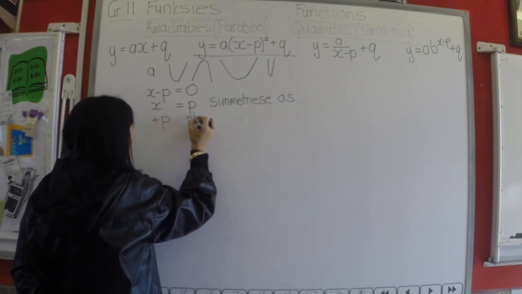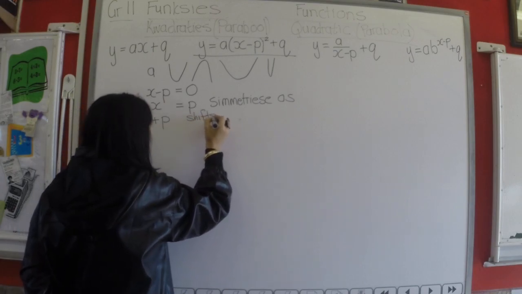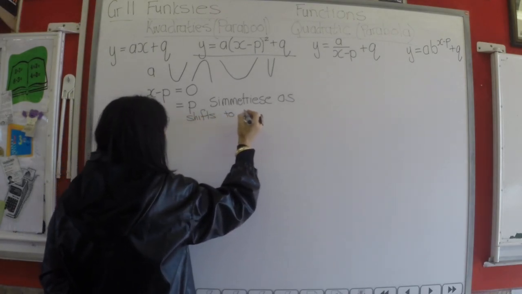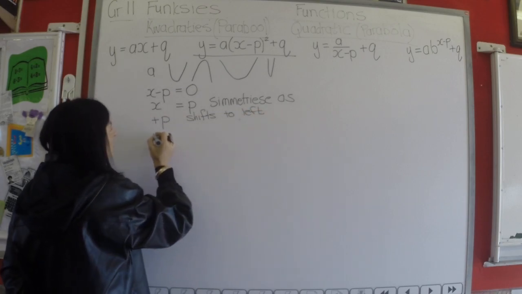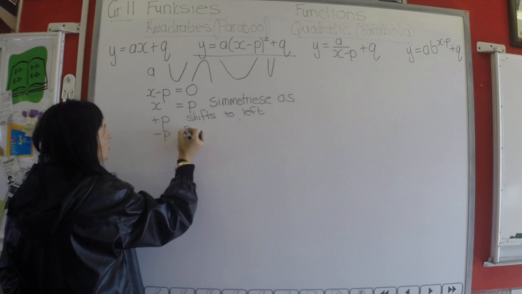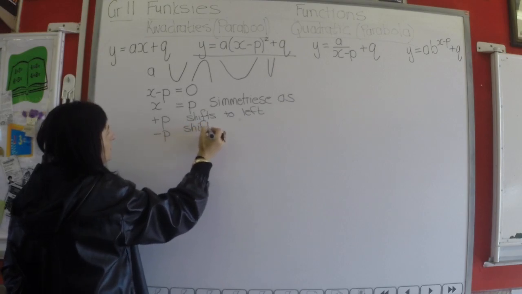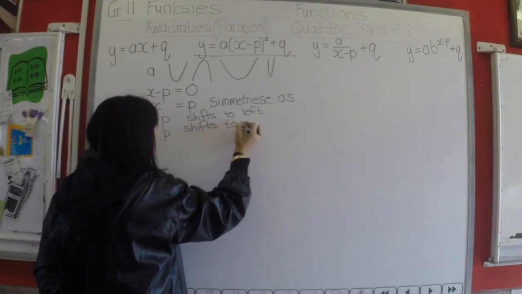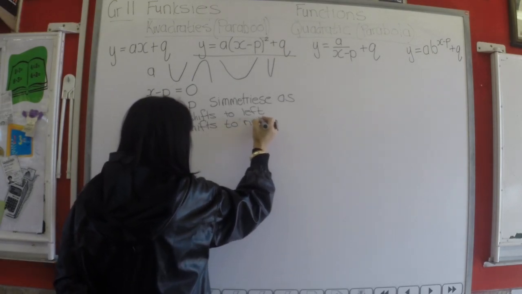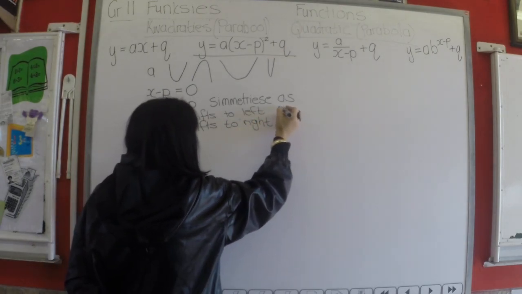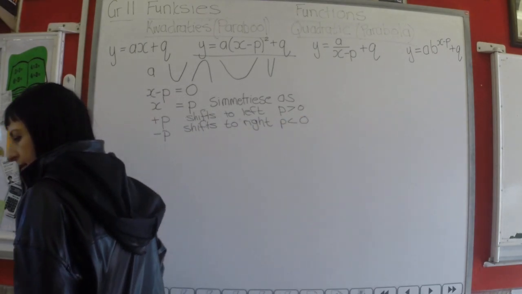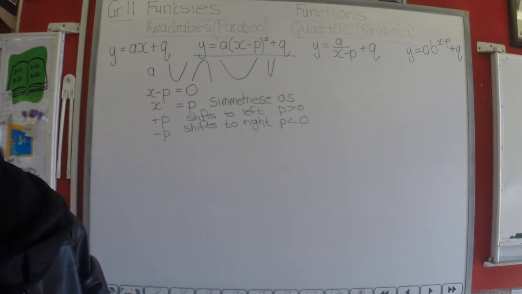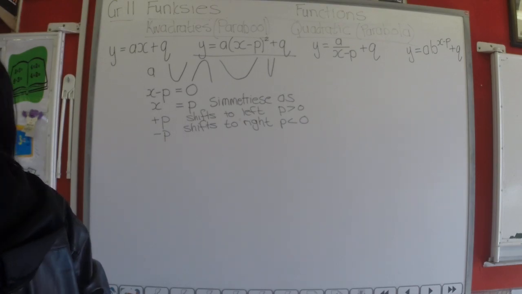When your p value is plus, then it shifts to the left, and when it's a negative p, it shifts to the right. So that means p is greater than 0, p is smaller than 0. Same.